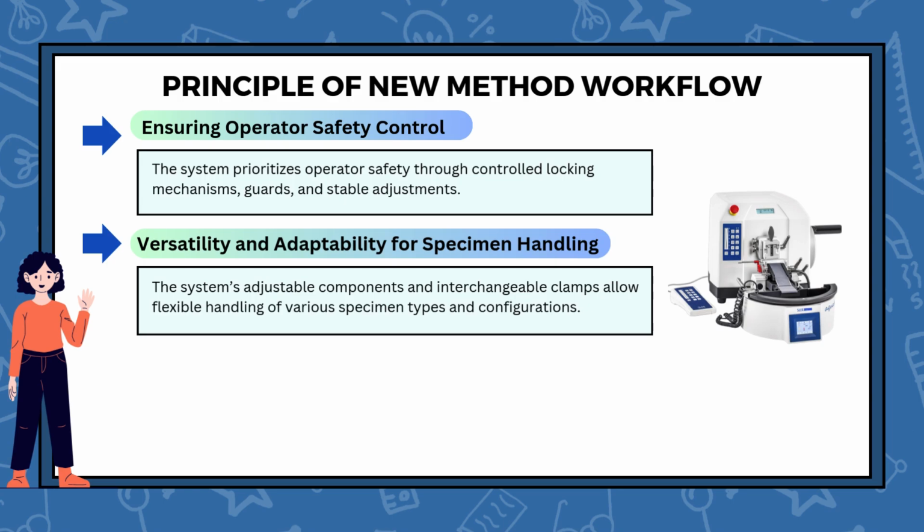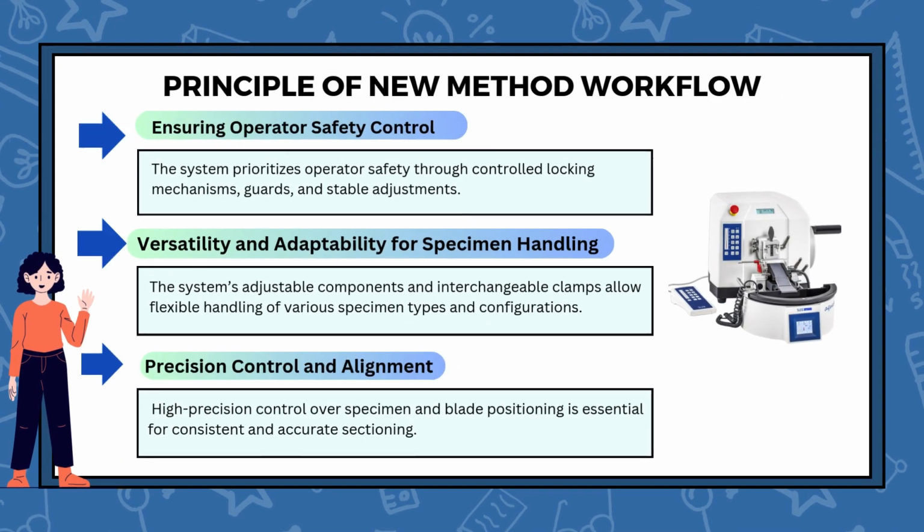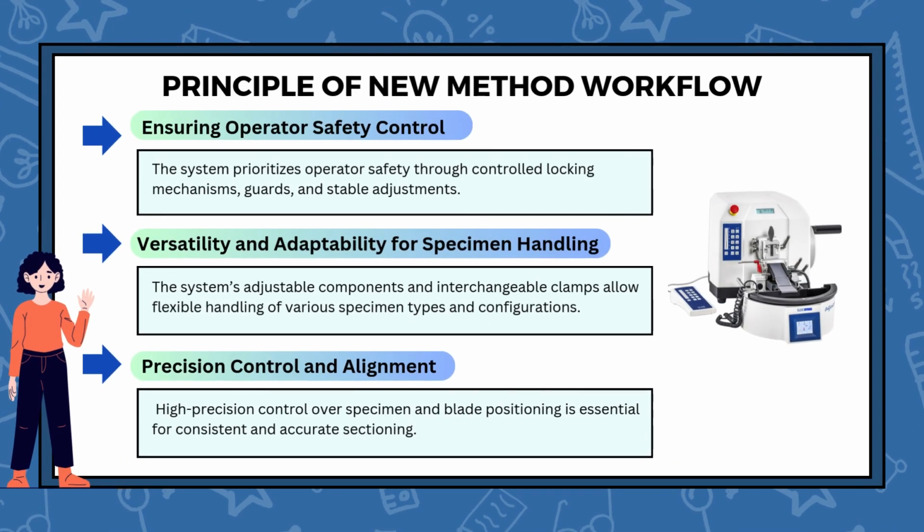Thirdly, precision control and alignment are central to the system's performance, as accurate specimen and blade positioning is crucial for consistent, high-quality sectioning. The aquatic system features advanced alignment mechanisms that ensure both the specimen and blade are positioned with pinpoint accuracy, resulting in uniform, distortion-free tissue sections ideal for diagnostic and research purposes.